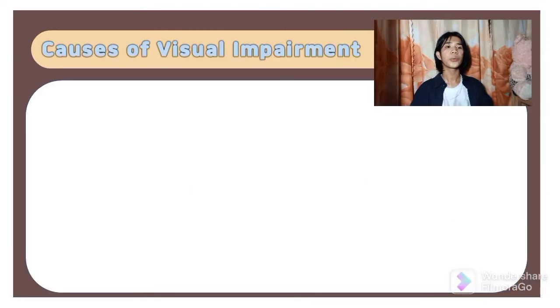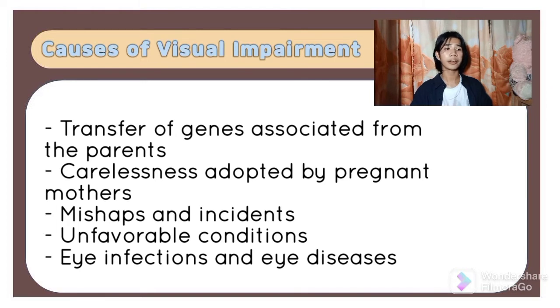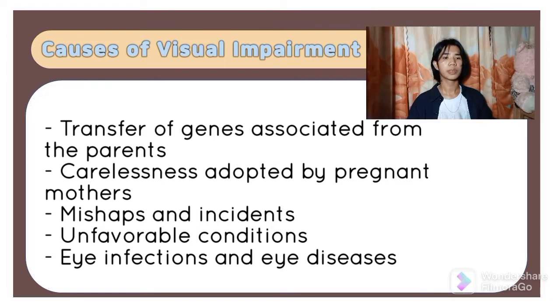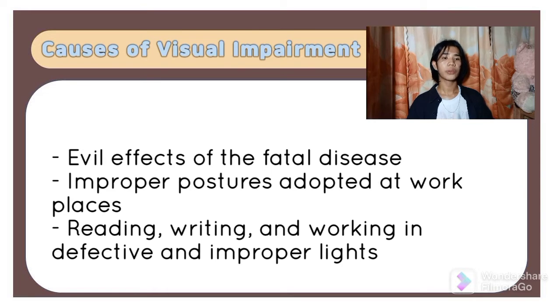For more awareness of how these visual impairments are acquired, I will mention some causes. The first one is transfer of genes from the parents, or probably carelessness adopted by pregnant mothers, mishaps and incidents, unfavorable conditions, eye infections and eye disease, evil effects of fatal disease, or improper postures adopted at the workplace, or probably reading, writing, and working in defective and improper lights.